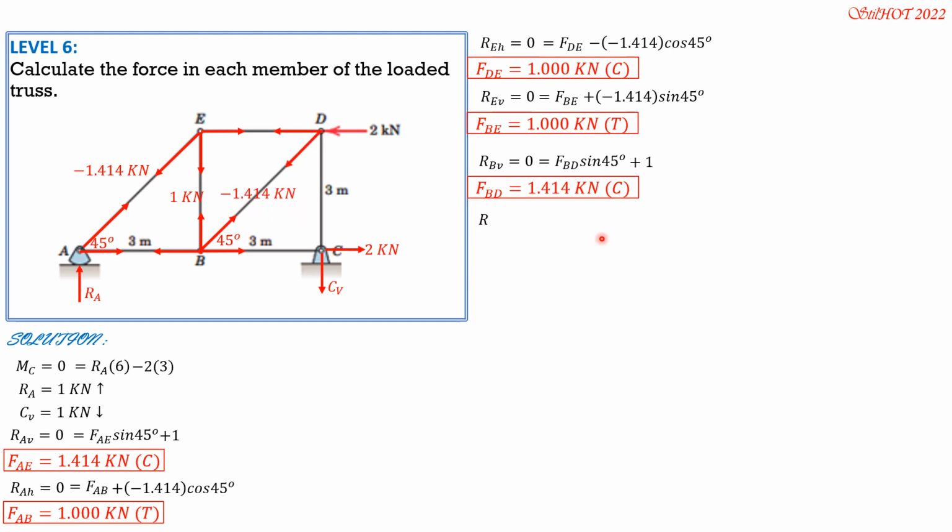Then RB horizontal equals 0. So we have FBC plus negative 1.414 cosine of 45, then minus FAB. And FAB is 1. So minus 1. So therefore, FBC is positive 2 kilonewtons, so it is tension. Then we check the joint.